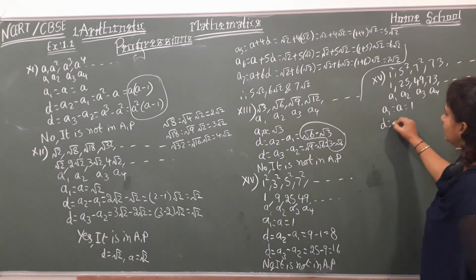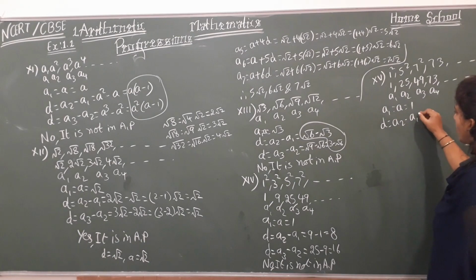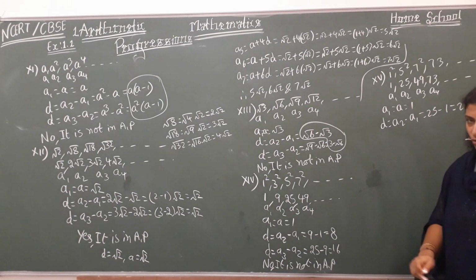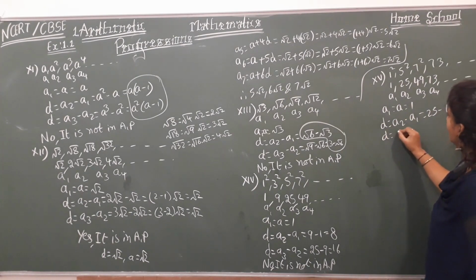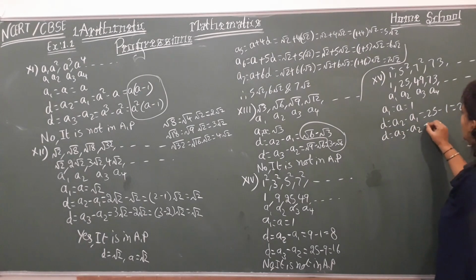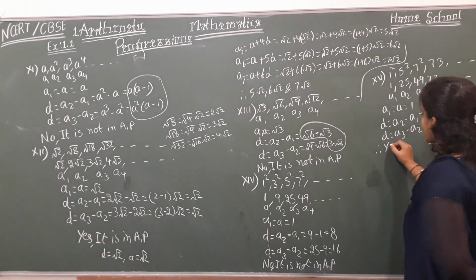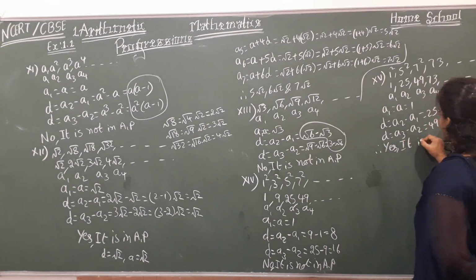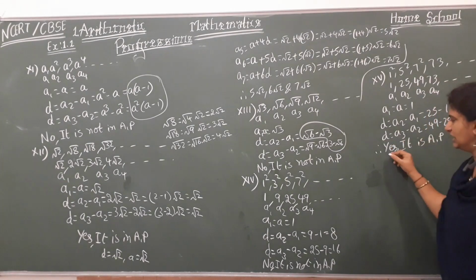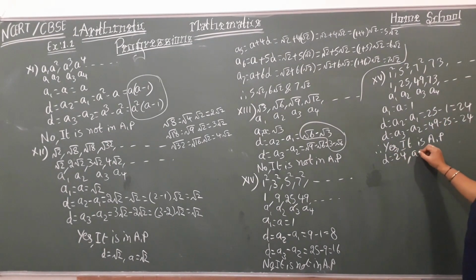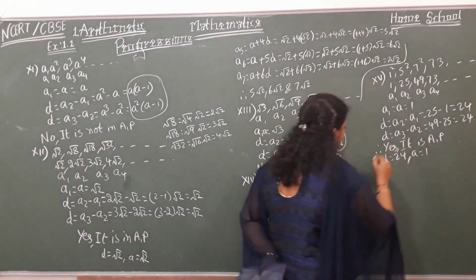And D, A2 minus A1. What's A2? 25 minus 1 will be 24. Let's find out next D here. A3 minus A2. That will be 49 minus 25. Look here, your D value is constant, fixed value. Therefore, yes, it is in arithmetic progression. If it is in AP, what's your D value here? 24. And what is your A value? 1. Find the next three terms.